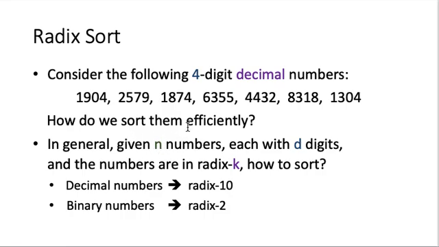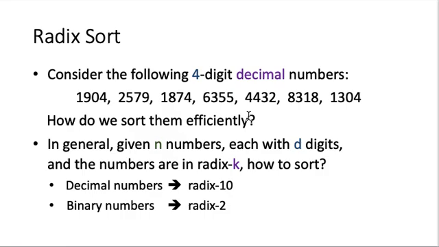We have n numbers. Each of these numbers has the same number of digits, d. And all the numbers are in the same radix, radix k. And then we want to sort them. So radix here means, for instance, for decimal numbers, the radix is 10. For binary numbers, the radix is 2. So radix is the number of distinct digits that each digit can have.